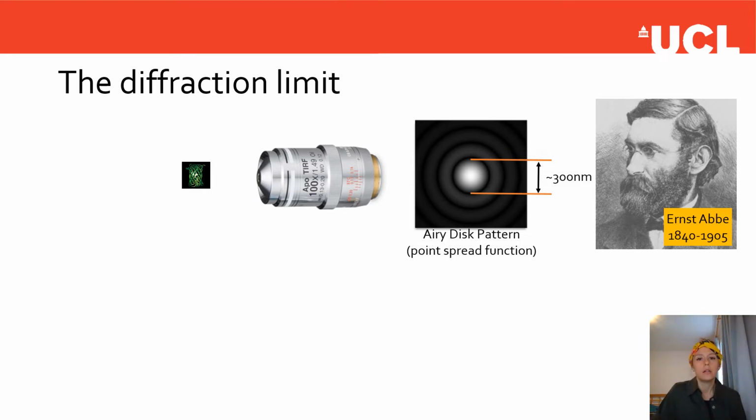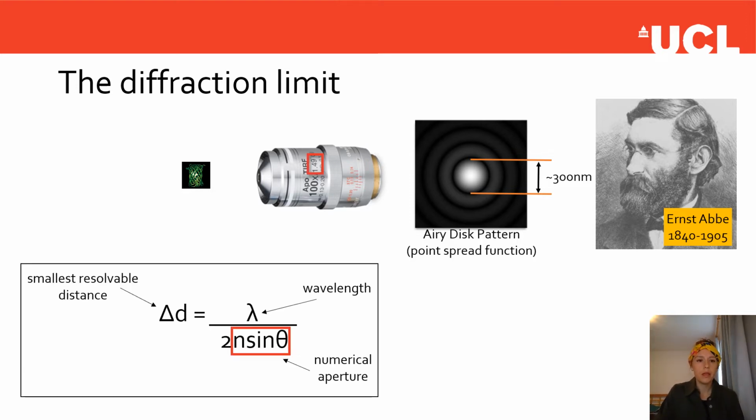Okay. But what limits this? Why is this 300 nanometers? Well, to explain that, we have our friend over here, Ernst Abbe, who was a German physicist with a really excellent beard. And Abbe proposed this. He said that the smallest resolvable distance between two objects in your microscope, so if you've got two things next to each other, how small can you see apart, is equal to the wavelength of the light divided by 2 n sine theta. And n sine theta, what on earth is that? Well, it's actually on your objective. It's the numerical aperture of your objective.